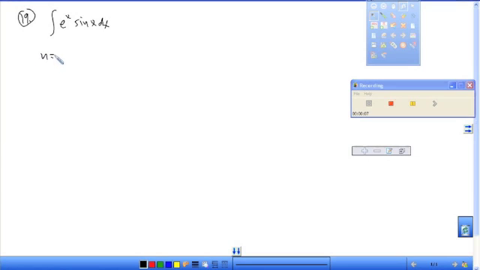Okay, so today we're going to look at number 19. This is a problem that does integration by parts, and it feels like we're stuck in an eternal loop that we can never get out of.